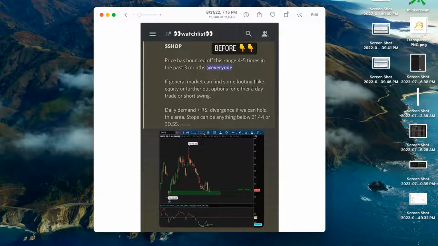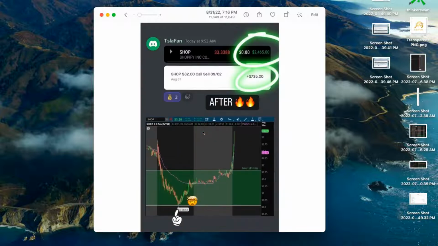I really wanted to pay attention and keep a close eye on that demand zone. And then this was the result. So price came back down into our area of demand. We held the bottom range, as you can see right here. And one of our members swung calls and made over $3,000.